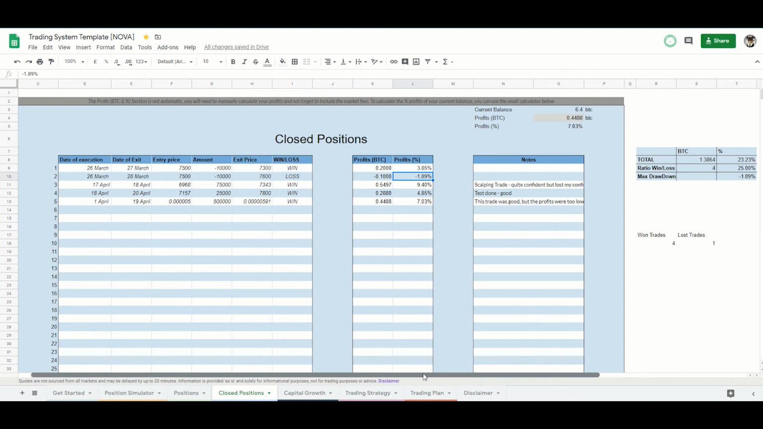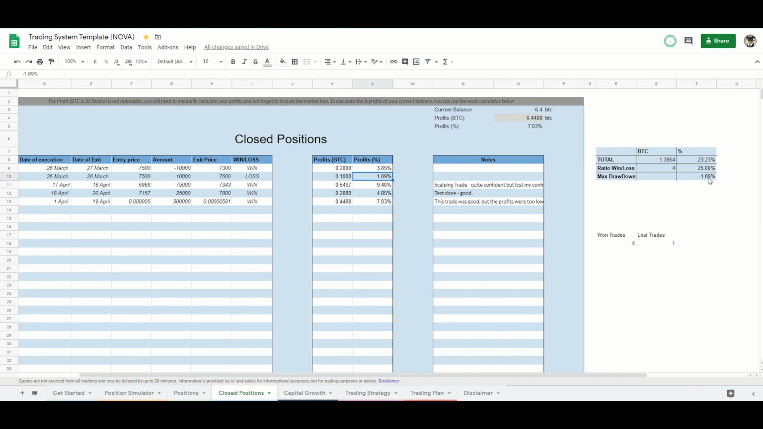And that's huge. If this number is higher than what you expect, then you might want to revise your trading plan. So it's quite important to track this number. You don't want to see it more than 20%.